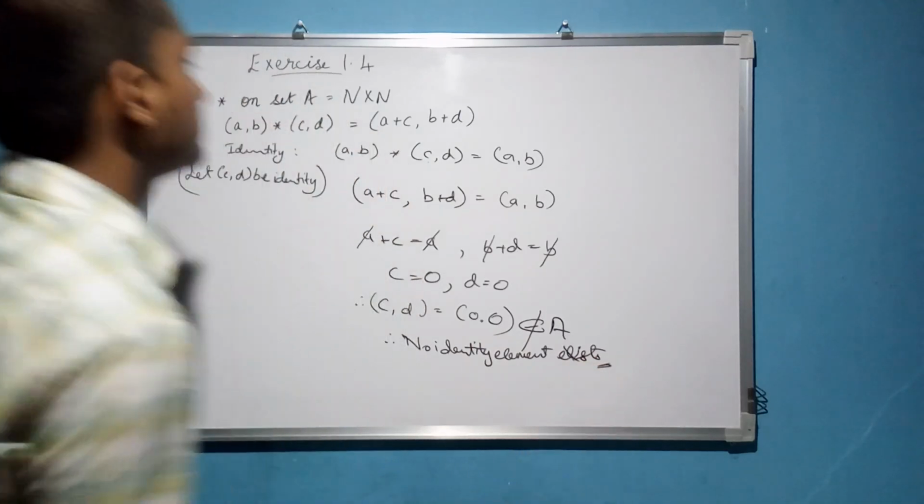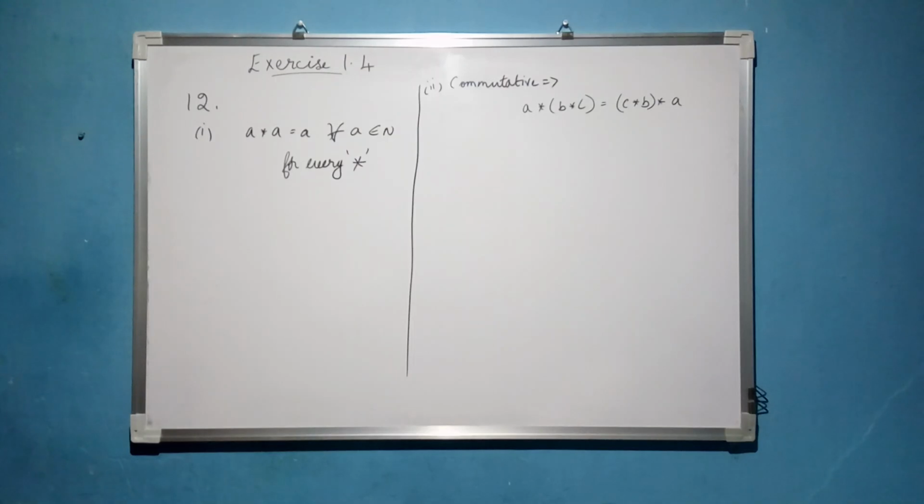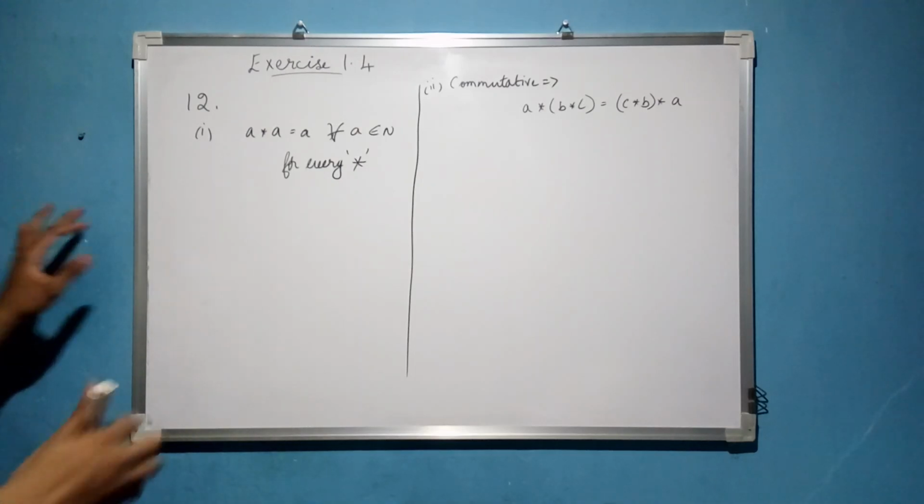Okay. Next we have the 12th question. The 12th question is all about telling whether the statement is true or false and justifying that. The first one is, it is given that for any arbitrary binary operation star on the set N, a star a is equal to a for every a belonging to N. Right? I think this is not a correct statement.